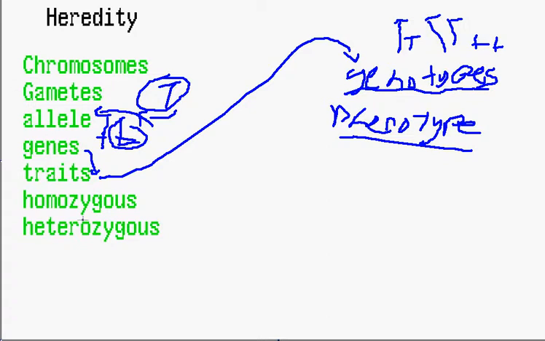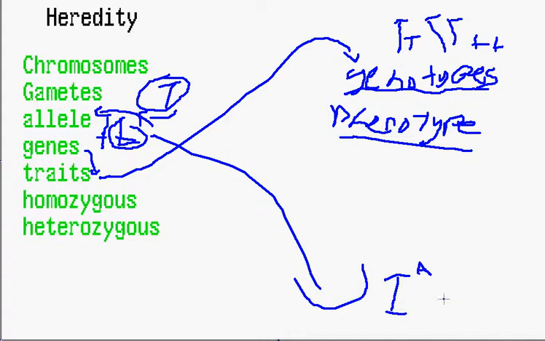So we have uppercase T and lowercase t. Now, for things such as blood types, it can get a little confusing because there are multiple alleles for blood type. There's IA, which gives you A blood, which is the antigen for A blood. IB, that's the antigen for B blood, and then just lowercase i, that's how you get O blood. No antigens, that's O blood. So you see there are 3 alleles for blood type.